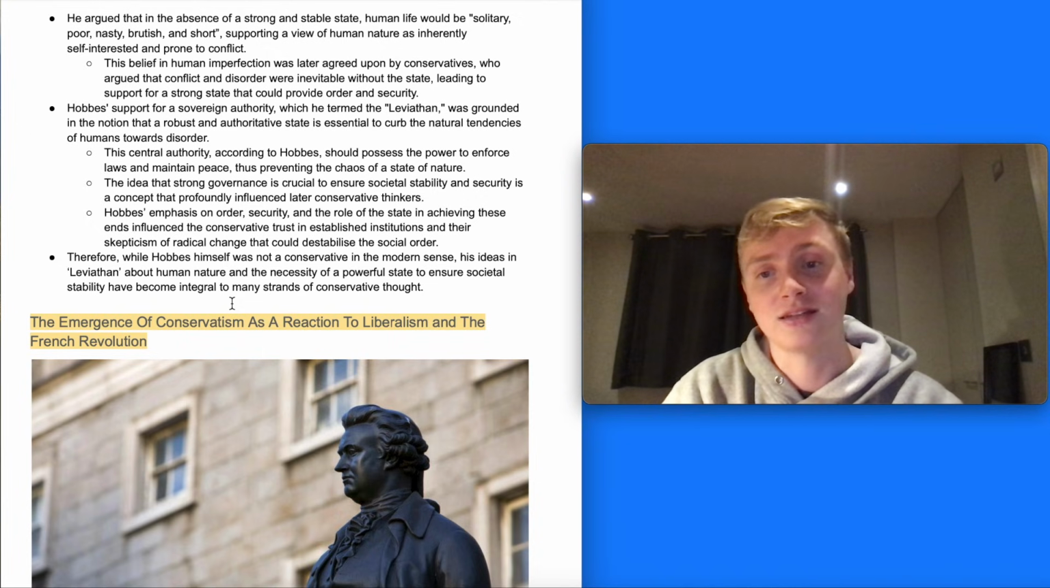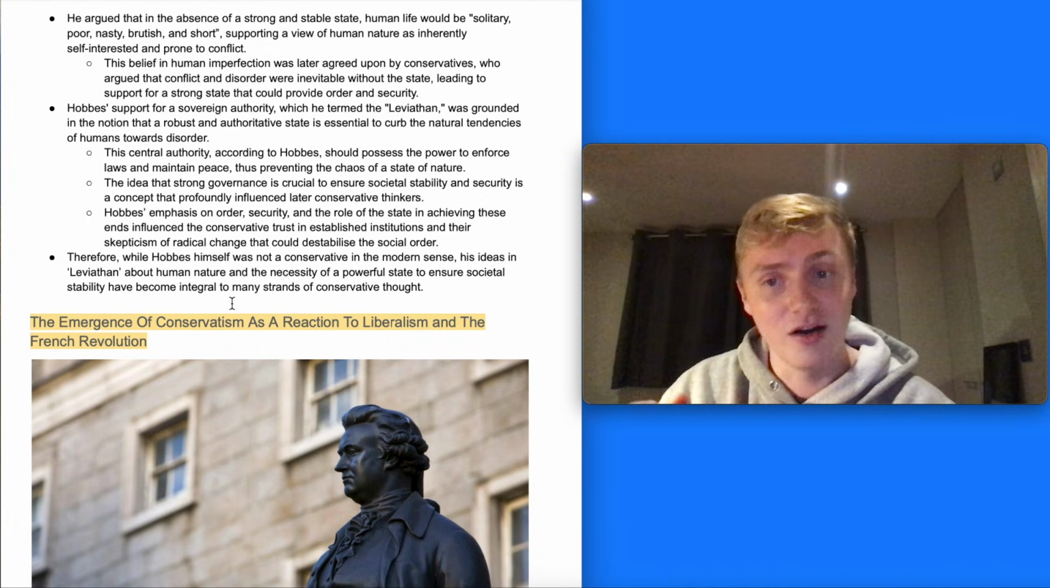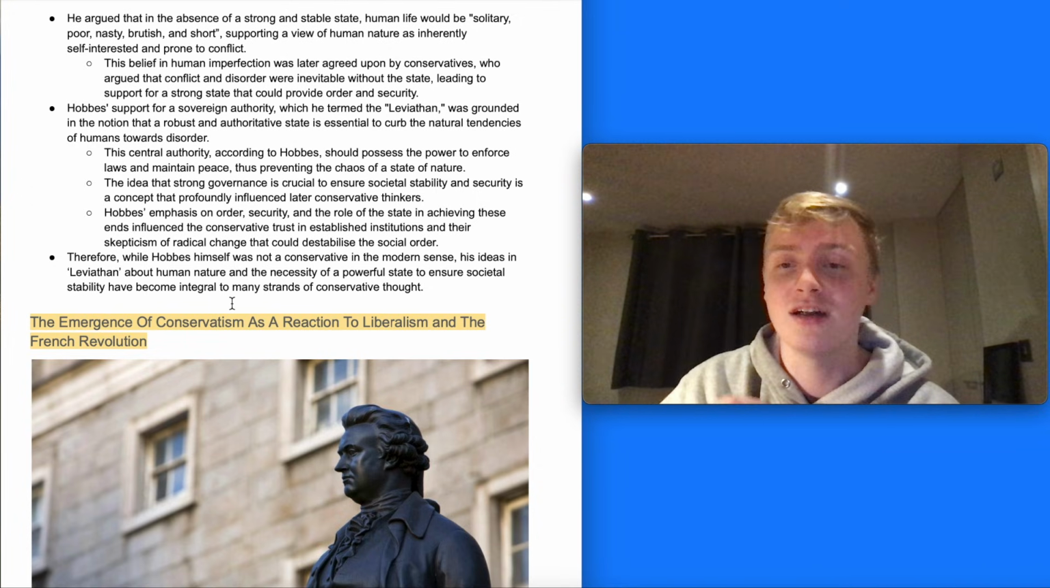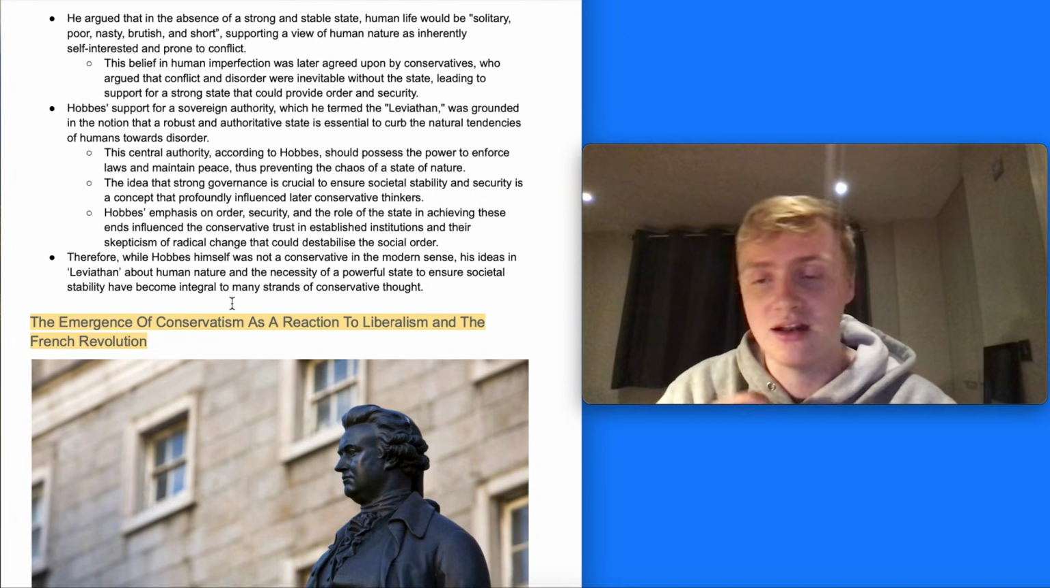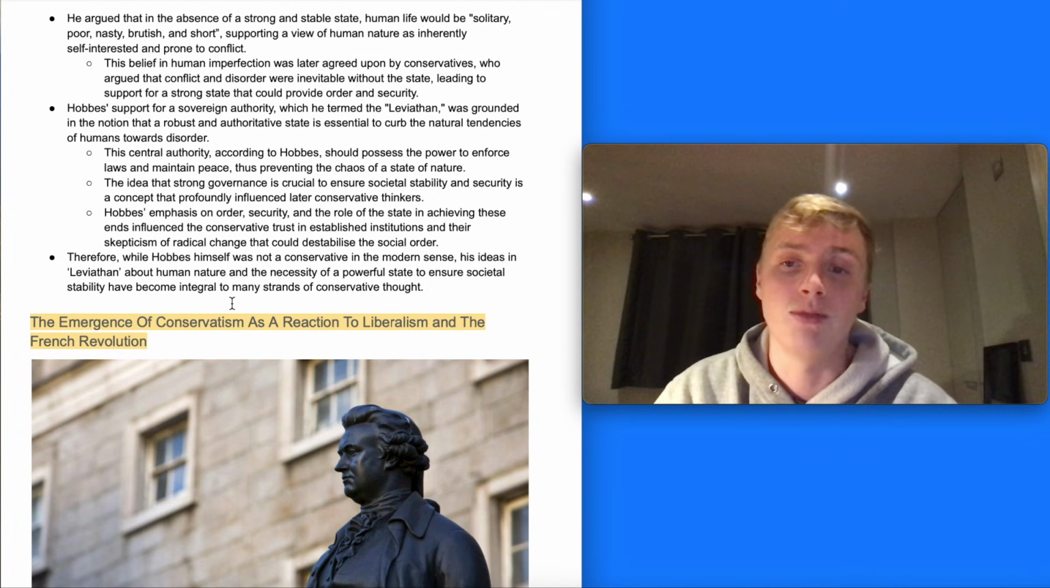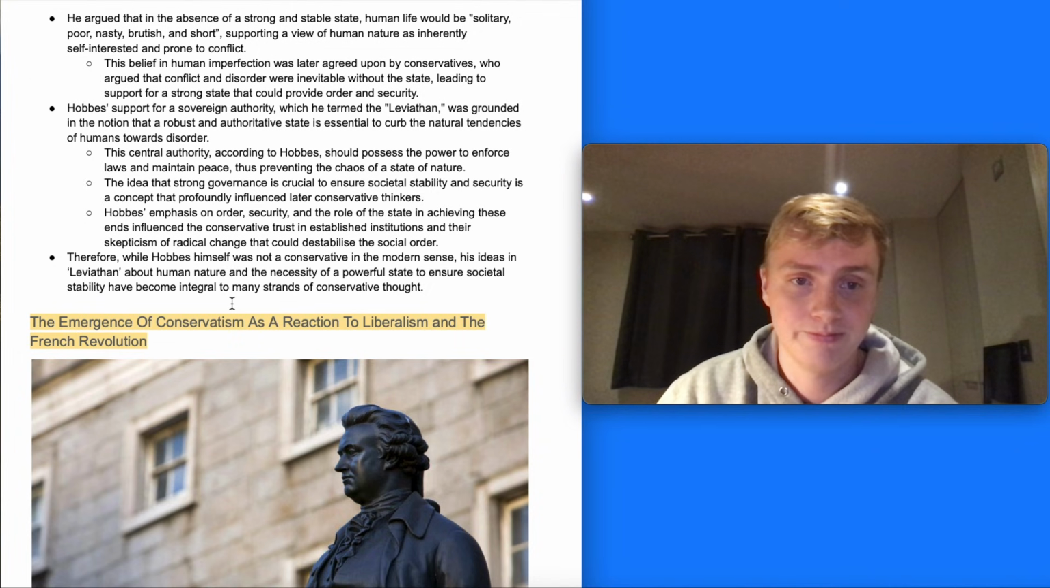So therefore, as I mentioned at the start, he's not necessarily a conservative because he preceded conservatism, but his ideas are very consistent with conservatism. And if you have to describe him as one of the strands, your best bet is probably traditional conservatism.